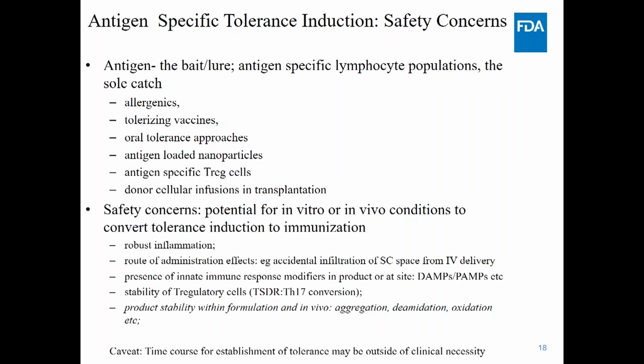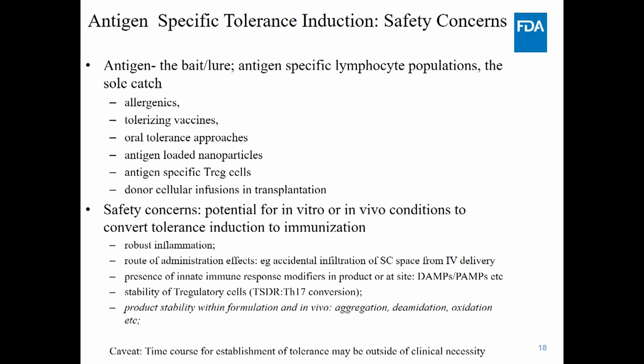And the safety concern, really the major one, is the potential for in vitro or in vivo conditions to convert tolerance induction to immunization in the setting of robust inflammation. So we need to get out of our magic bullet thinking, but it may require, before these kinds of treatments, that one deals with the robust inflammation in auto-inflammatory disease. So we're thinking combination therapies here.